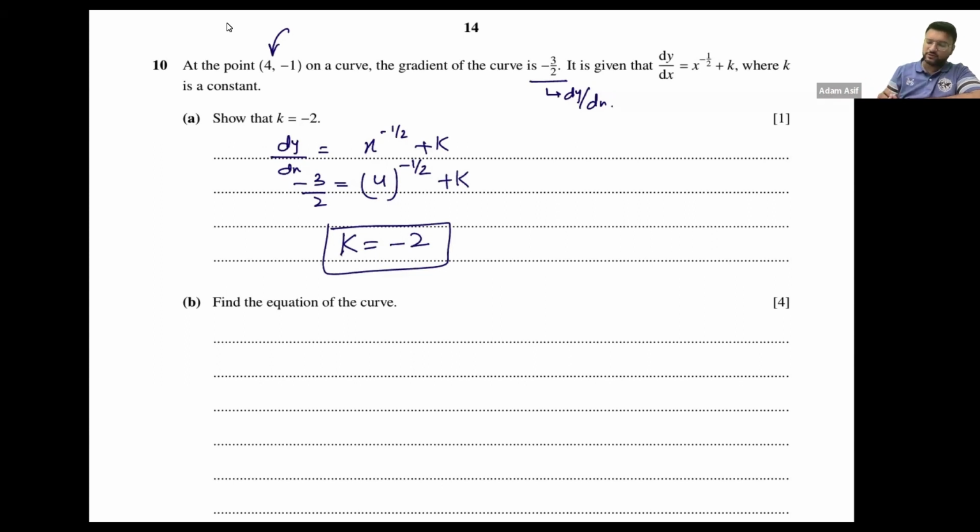Find the equation of the curve. So to find the equation of the curve, we have to integrate the function. dy by dx is x to the power of minus half plus k. So if you integrate this, you get y. Okay, k की value minus 2 आ गई, so we are just going to substitute that value.